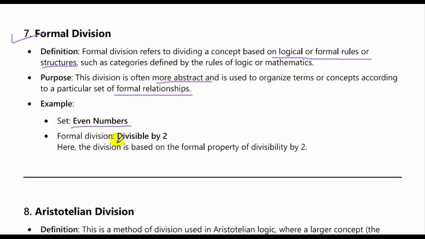Even numbers, divisible by 2. Here the division is based on the formal property of divisibility by 2. So this formal division is the division by the concept of logical or formal rules or structures. So there are certain rules based on which if the division is done, then it is known as formal division because it requires some kind of formal rules.